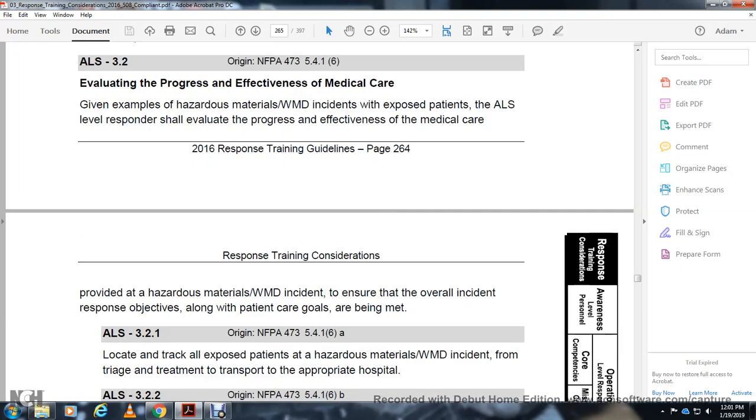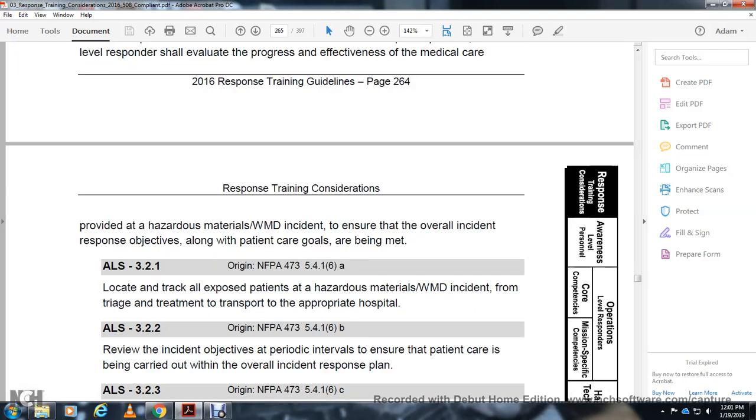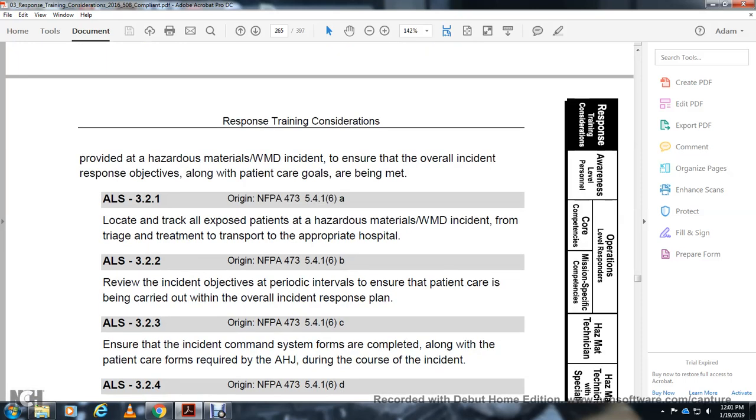Provide for a hazardous materials/weapons of mass destruction incident and ensure the overall safety of responders along with patient care, with the goal that they are being met. Track the patients of a hazardous materials/weapons of mass destruction incident for treatment and transport, with appropriate personnel, at periodic intervals to ensure that patient care is being carried out consistent with the overall incident response plan.